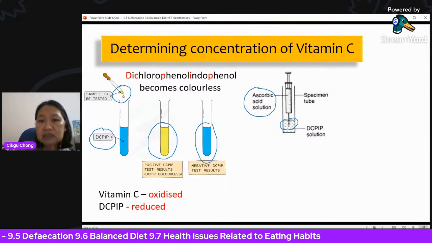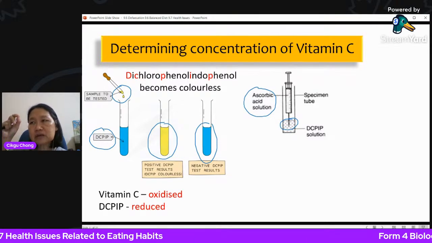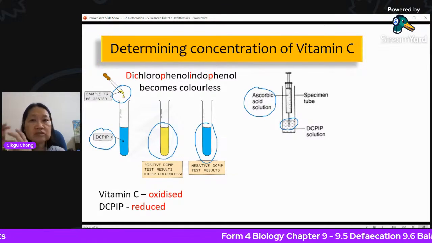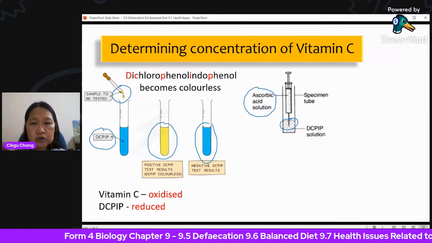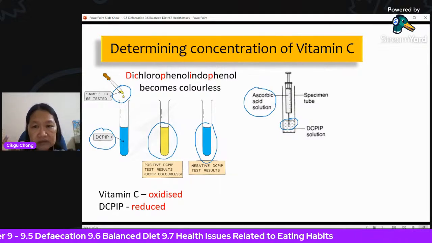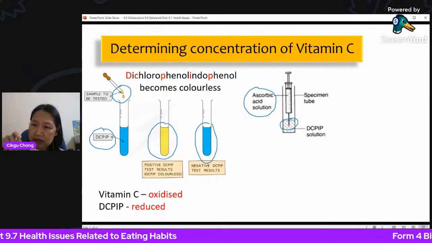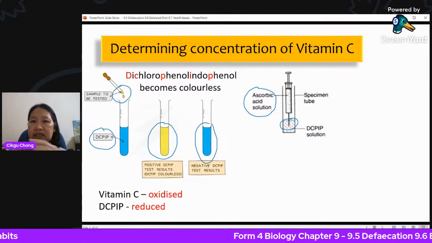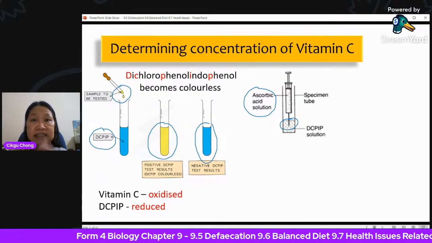Make sure the needle is in the DCPIP. Don't drip from the top, because if it is in contact with the air, your ascorbic acid will be oxidized. So that means your vitamin C content will be less. So don't let your ascorbic acid touch the air. Try to put the entire needle into your DCPIP and slowly push your piston so that a little bit goes in, and stir gently to make sure it is evenly distributed and make sure the color change is stable.